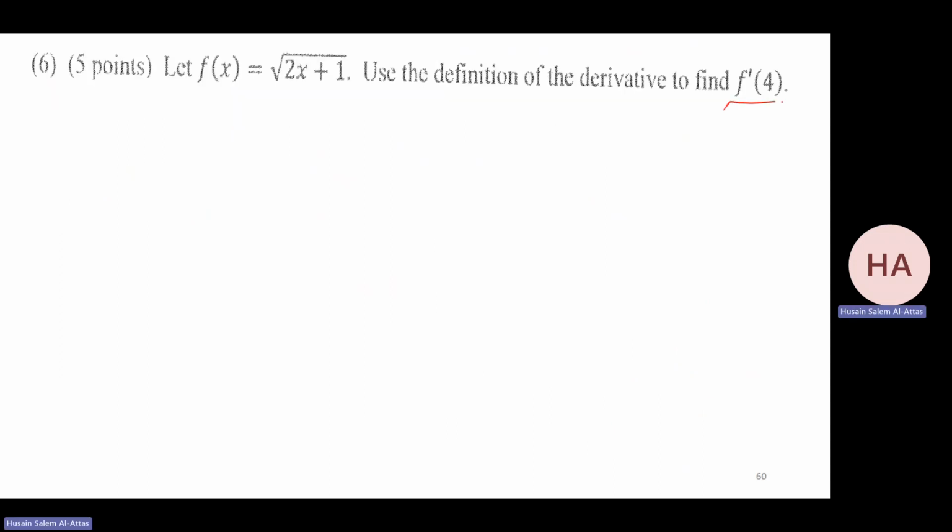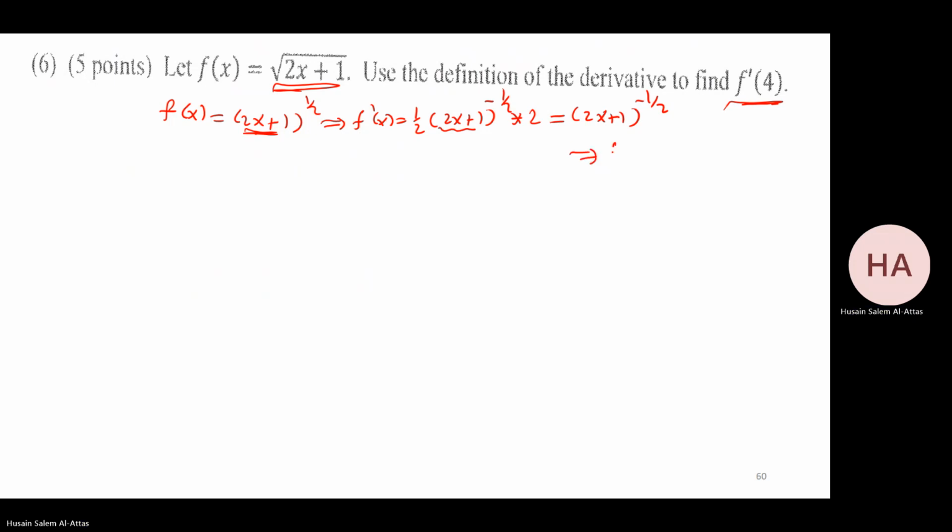Use the definition to find f prime at 4 for this function. By the way, if you want to do it using the formulas, be careful. You need to find the derivative of this. The derivative will be half (2x plus 1) to the power minus half times the derivative of the inside, since the coefficient of x is not 1, so times 2. So it will be (2x plus 1) to the power minus half. So f prime at 4 is 9 to the power minus half, which is 1 over 3.